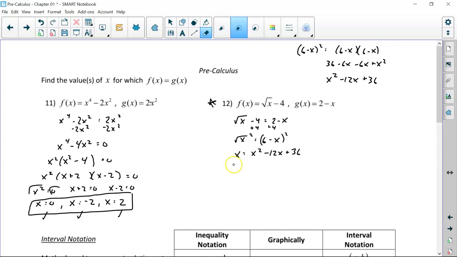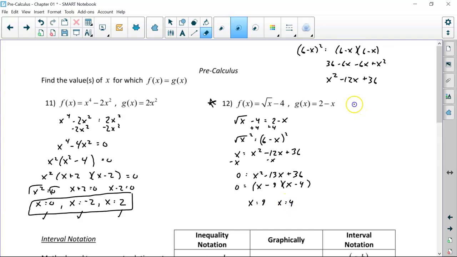Now we want to get it equal to 0. You subtract x from both sides. 0 equals x squared minus 13x plus 36. And we can factor that. When we factor, we get x and x. Now to multiply to 36 and add to negative 13, you get a negative 9 and a negative 4. So when we set those equal to 0, you get x equals 9 and x equals 4.